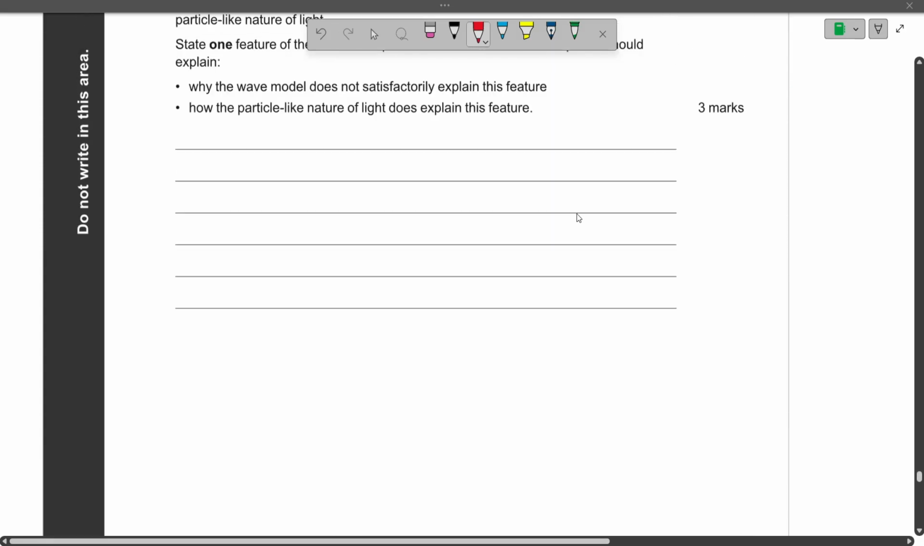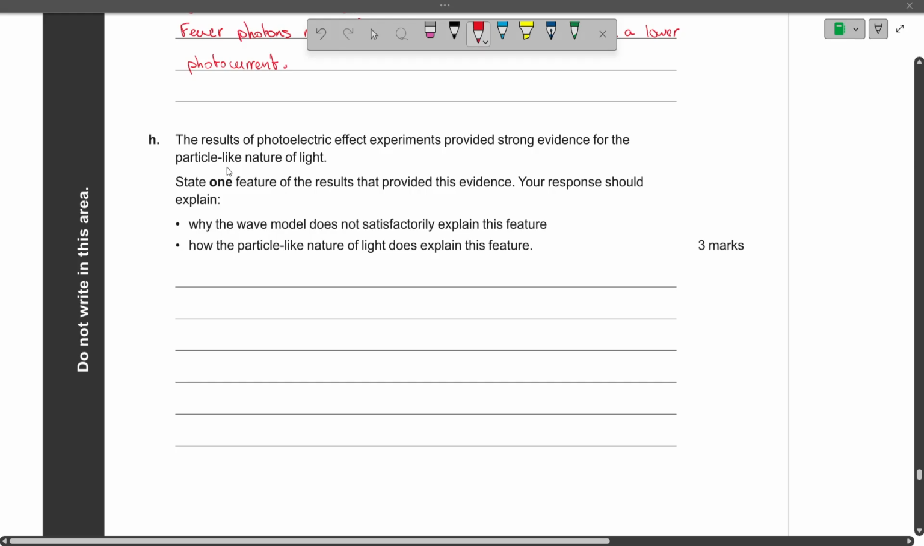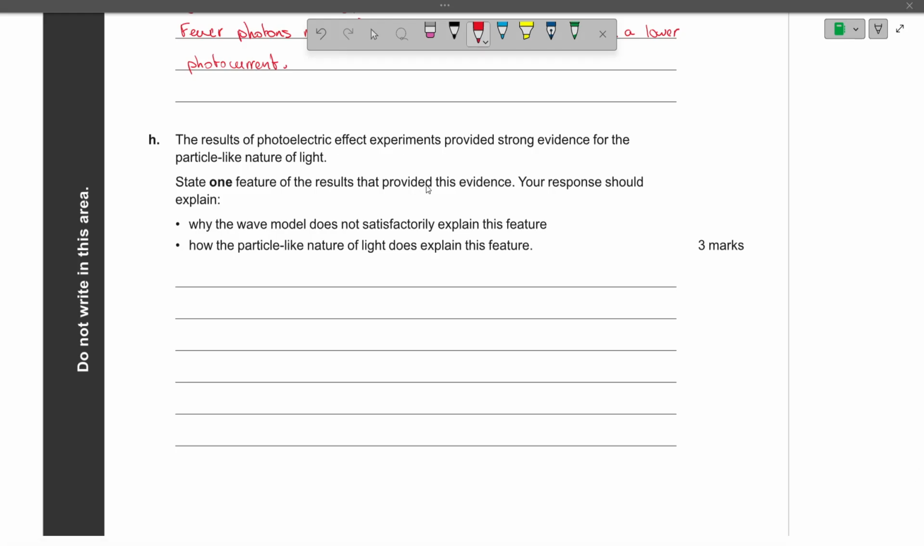Last question. All right, part H. The results of photoelectric effect experiments provided strong evidence for the particle-like nature of light. State one feature of the results that provided this evidence. Your response should explain both why the wave model does not satisfactorily explain this feature and how the particle-like nature of light does explain this feature.